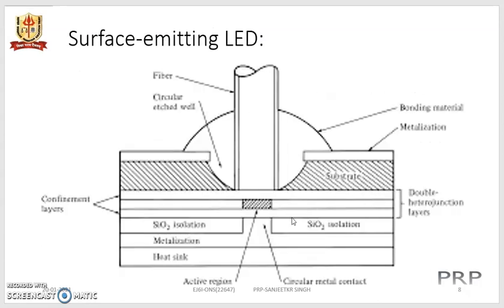The same is drawn here. This is the active region, and up and down here we have the confinement layers, and due to these two layers, it is called double heterojunction layers or DH.